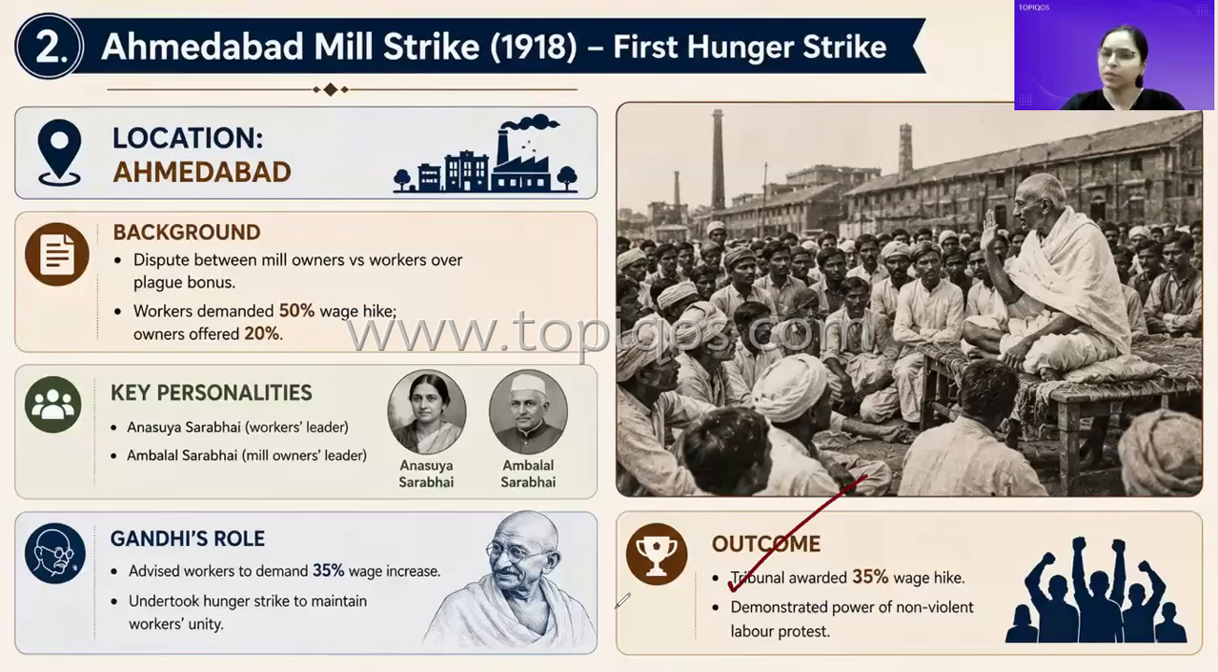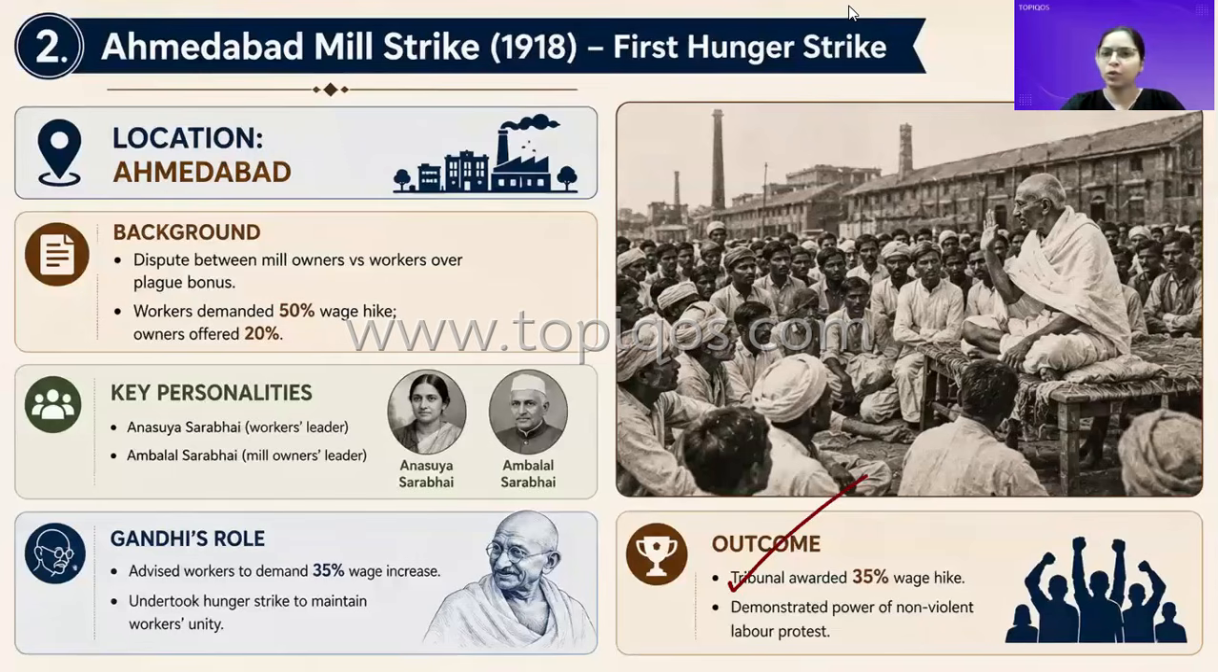Okay. So neither 20%, neither 50%. They adopted a middle path, and a 35% wage hike was finally decided. So once again, Gandhi emerged victorious in this Ahmedabad mill strike. Very important mill strike. You need to remember the outcome: a 35% wage hike was given to the workers.